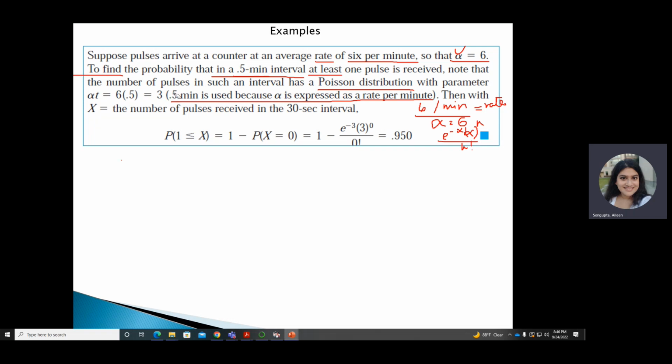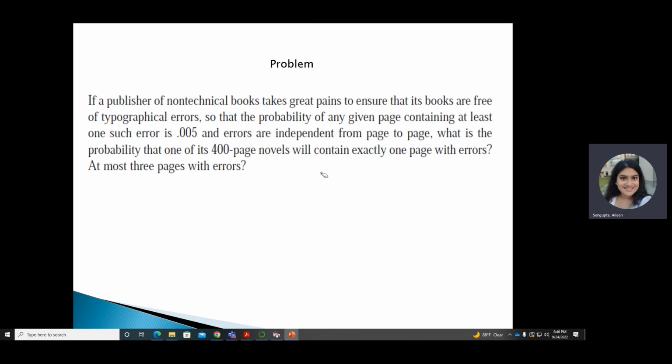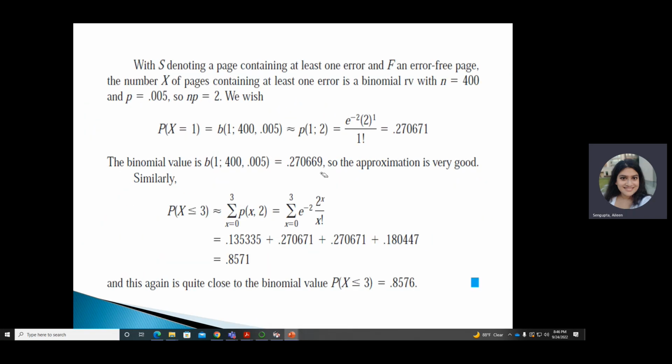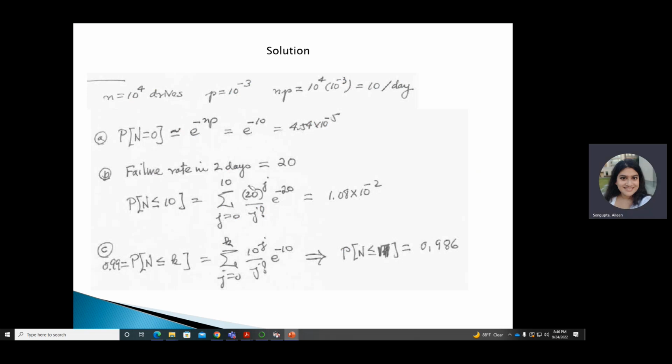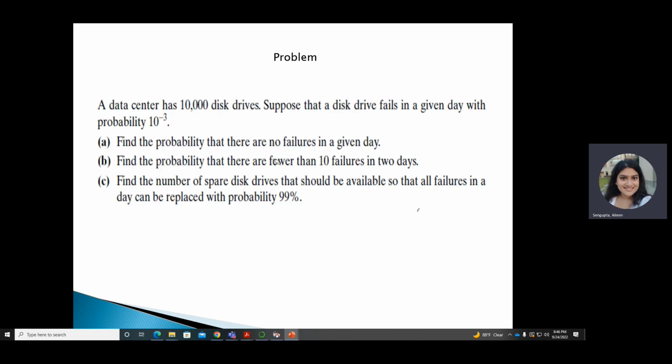That is 0.5 minute. Even if the rate is given, we have to find the probability distribution within that specified time. That is why we multiply by that specified time. And in this case, it's 20, that is why it's 20 raised to the power of j, e to the power of minus 20, divided by j factorial. And j runs from 0 to 10 because we are trying to calculate that there are 10 or fewer failures in 2 days.